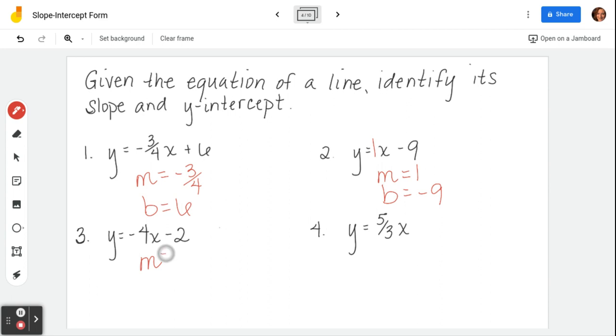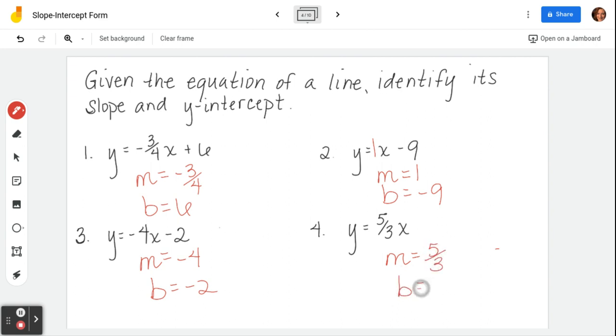Number 3, my slope is the coefficient of x, so negative 4. And my y-intercept is the other number in the problem, so a negative 2. Number 4 looks a little bit different, doesn't it? Because it doesn't say plus or minus something. The slope is still easy to pick out there. So my slope is 5/3.